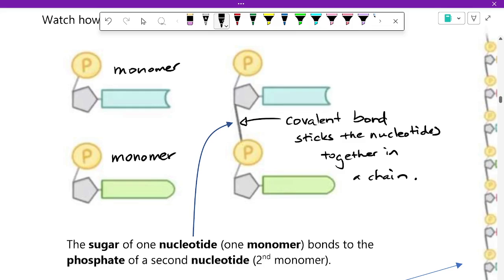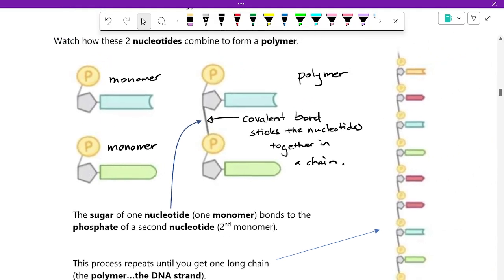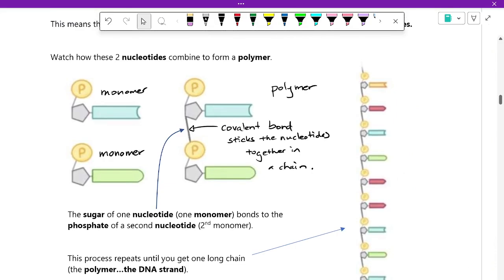Now, technically, because there's only 2, we could call it a dimer, but we're just going to call it a polymer. Okay, because poly just means more than one. And this process repeats over and over and over until you get a long polymer, and that is 1/2 of the DNA strand, and it looks like what we've got over on the right-hand side. Big, long DNA molecule, which is only 1/2 of the DNA molecule, but that's okay. That's what we're focused on for now.